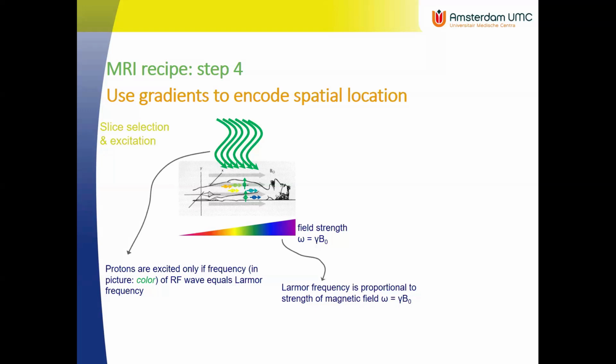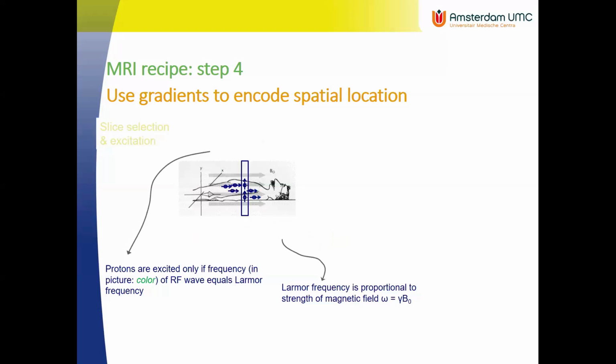Is that clear? Any questions so far? So what happens after I do the excitation? My radio wave is switched off, and then the result is that the spins in only the single slice have been rotated by 90 degrees, and only those spins will produce a signal. The other spins will not produce a signal. So I've done slice selection.